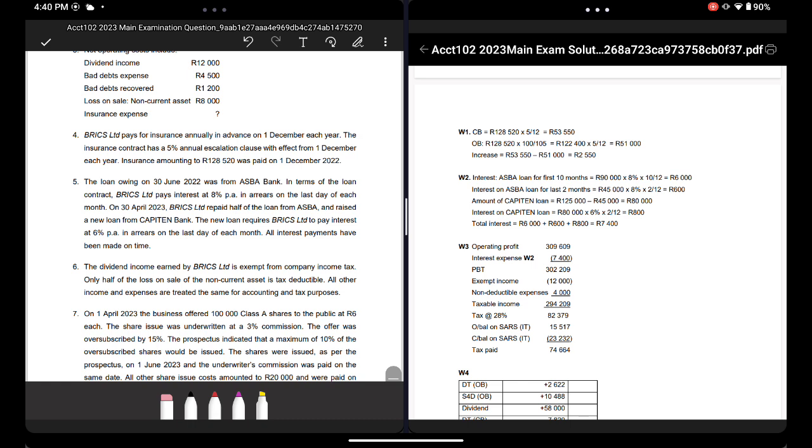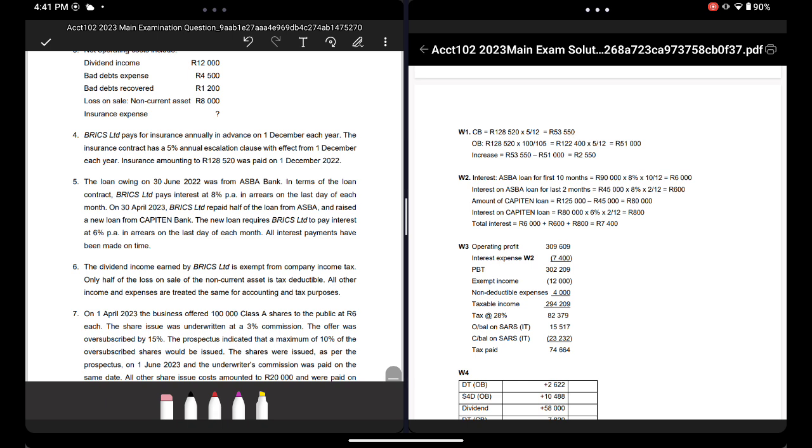The opening balance, however, is going to be a different figure. 128,520 was a result of an increase of 5% on another figure, so you have to solve for x. I had a figure before, I increased it by 5%, and I got this figure. So now I have to do the reverse. 128,520 divided by 105% will give me what the figure was before, and it was 122,400.